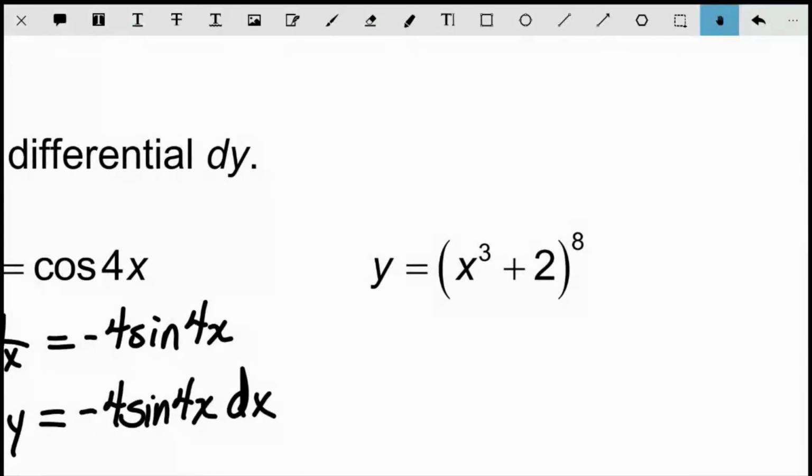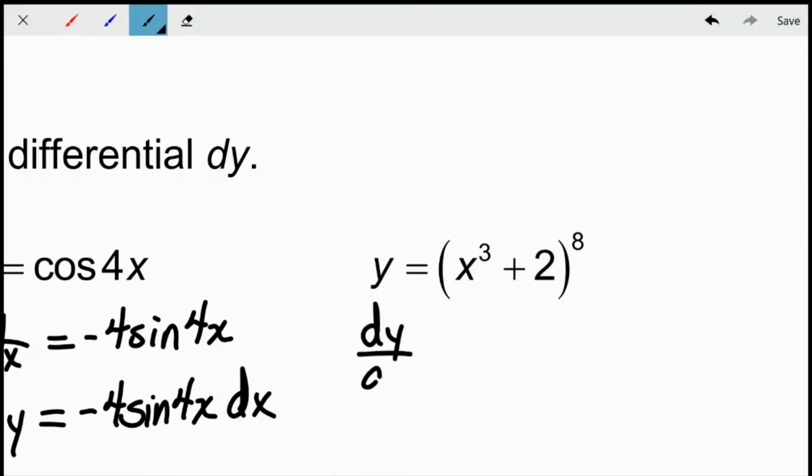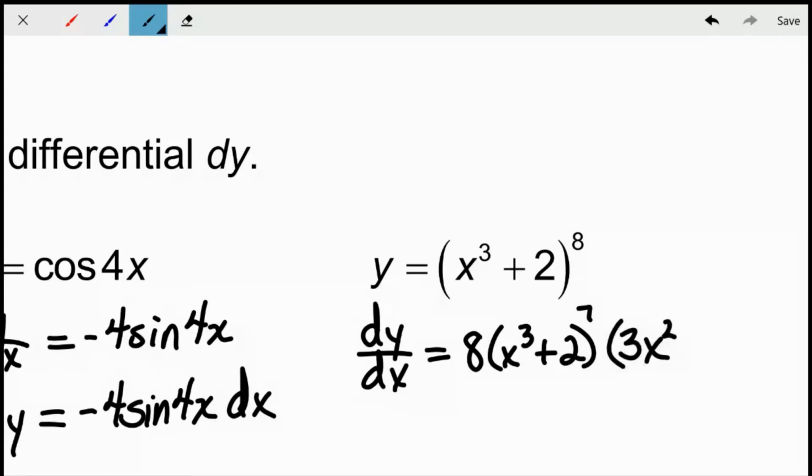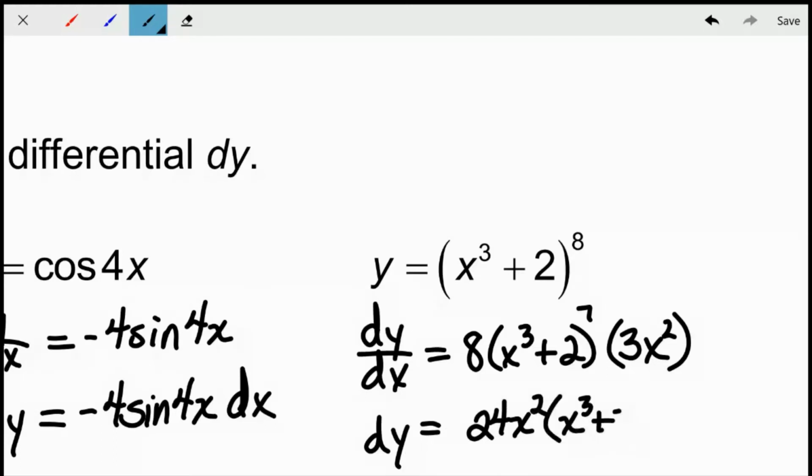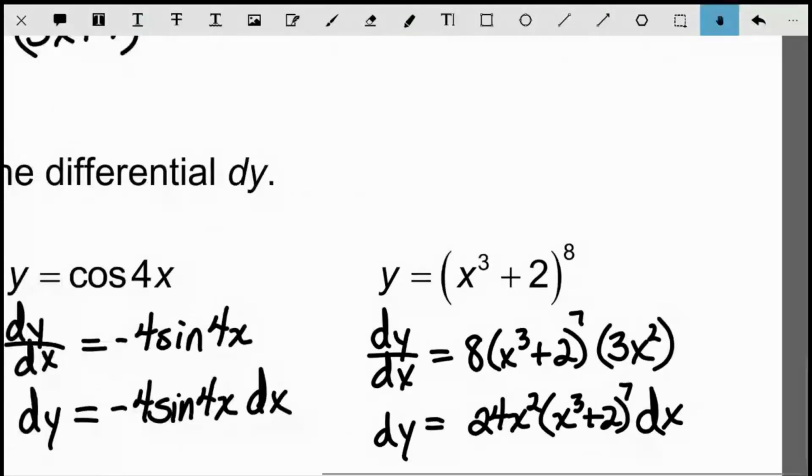Okay, and then here's another one. We have y is equal to (x cubed plus 2) to the 8th power. Same thing again. Take the derivative. I'm going to have to use the chain rule again here. 8 times (x cubed plus 2) to the 7th times 3x squared. And then that would mean that dy is equivalent to 24x squared times (x cubed plus 2) to the 7th power times dx. And again, my approximated change in my y is 24x squared times (x cubed plus 2) to the 7th times my change in the x.